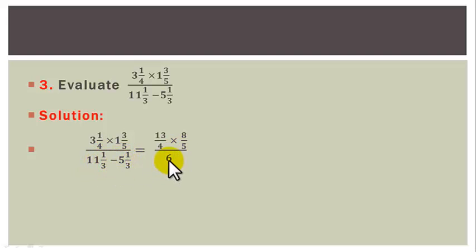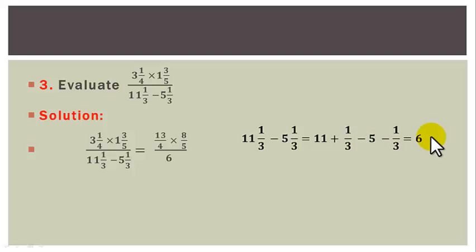This is how we obtain 6. 11 and 1 over 3 minus 5 and 1 over 3 is equal to 11 plus 1 over 3 minus 5 minus 1 over 3. 1 over 3 minus 1 over 3 will cancel out, giving us 11 minus 5, which is equal to 6. 4 will cancel 8, giving 1 and 2.